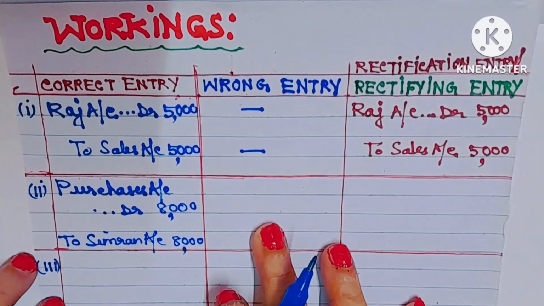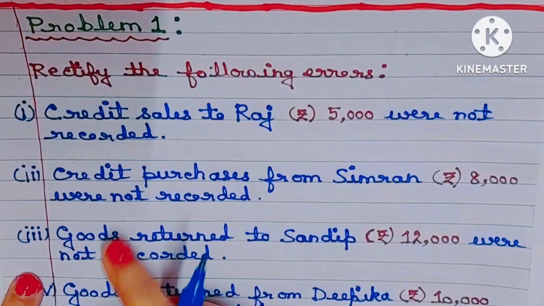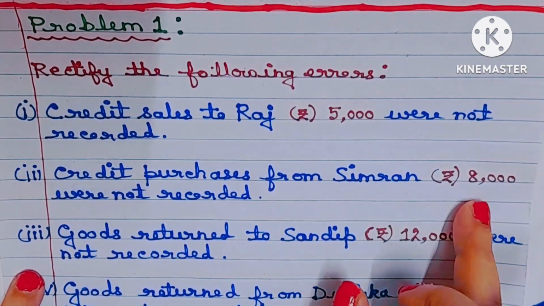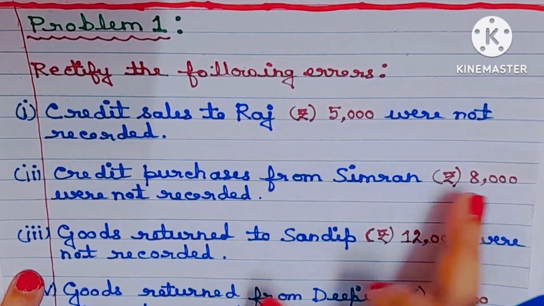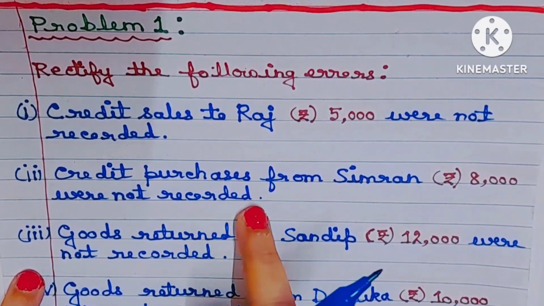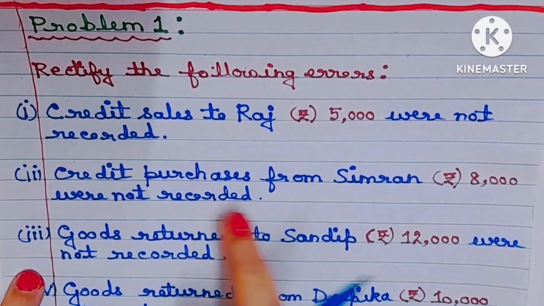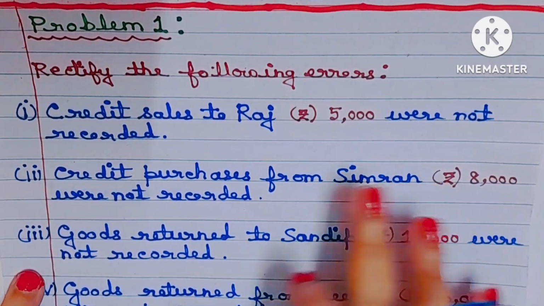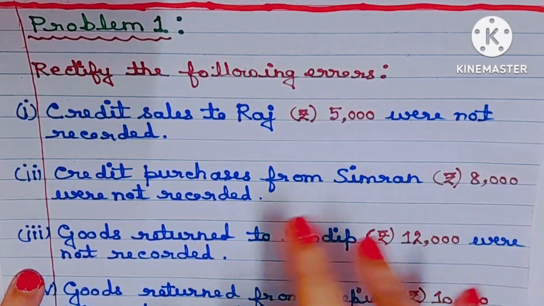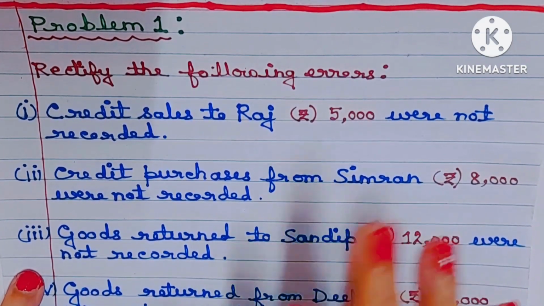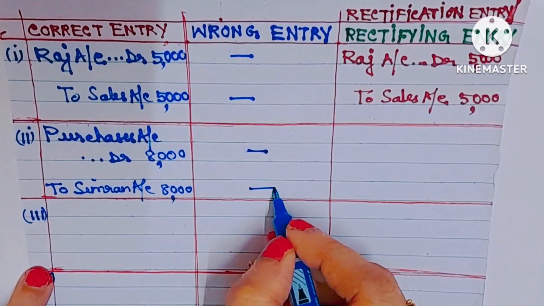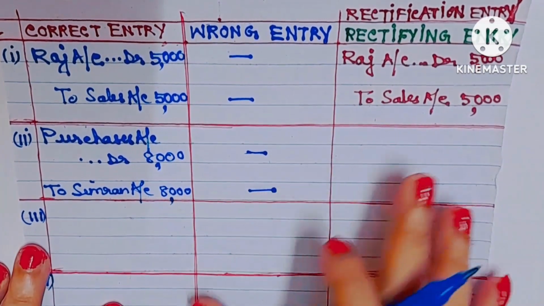Now, what is the wrong entry? Let me see again. See, number 2, credit purchases from Simran 8000 were not recorded. That means were not recorded is the wrong entry. Nothing has been recorded on the debit side and nothing has been recorded on the credit side. So we've got to write dash on the debit side in the wrong entry and dash on the credit side in the wrong entry. Okay, so let's write.